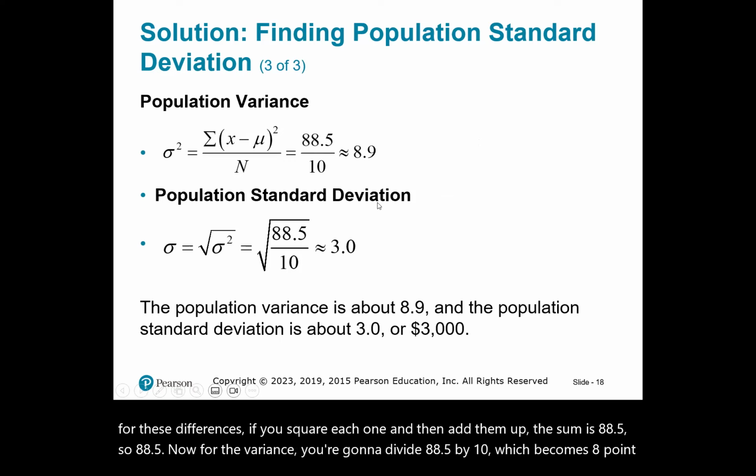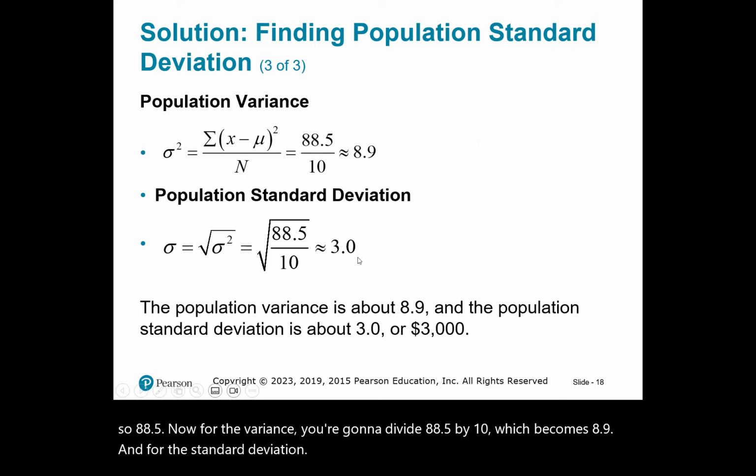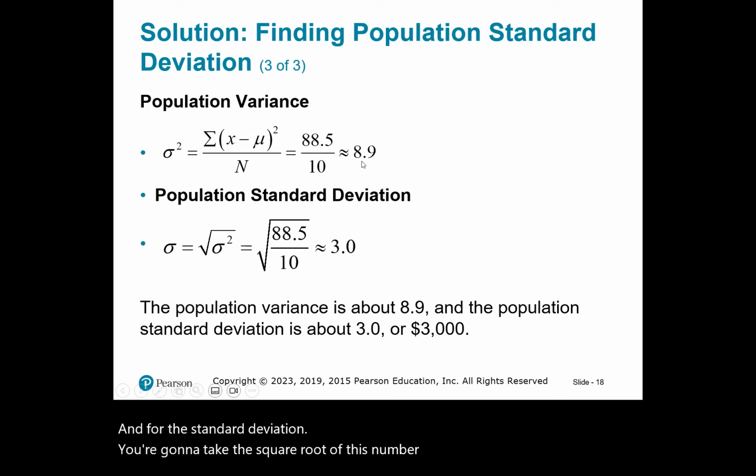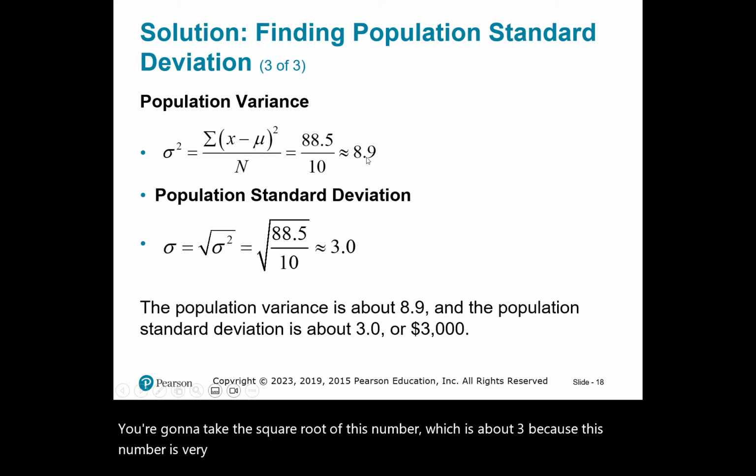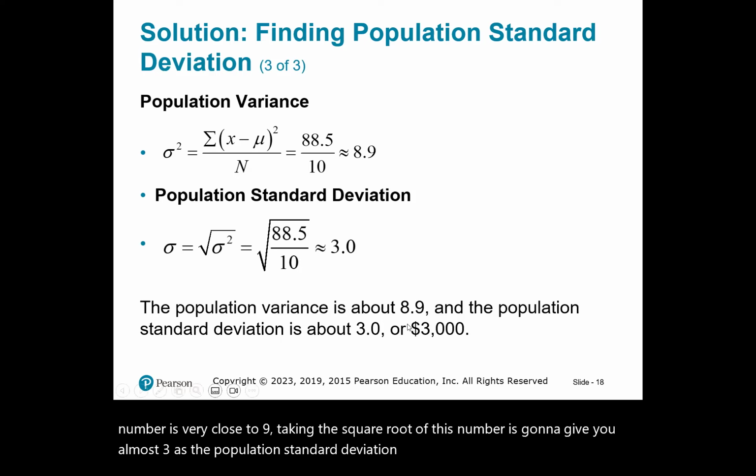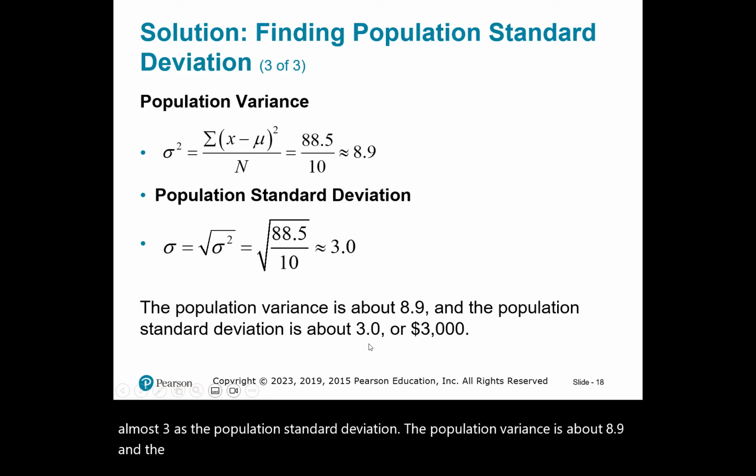And for the standard deviation, you're going to take the square root of this number, which is about 3, because this number is very close to 9. Taking the square root of this number is going to give you almost 3 as the population standard deviation. The population variance is about 8.9, and the population standard deviation is about 3, or $3,000.